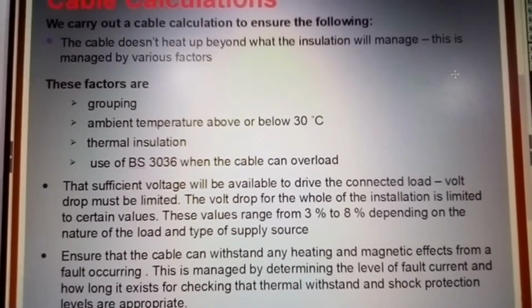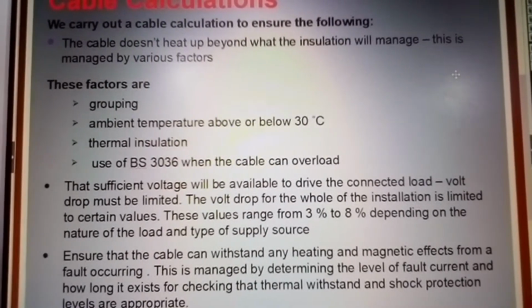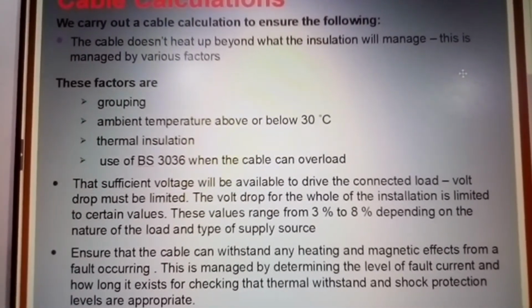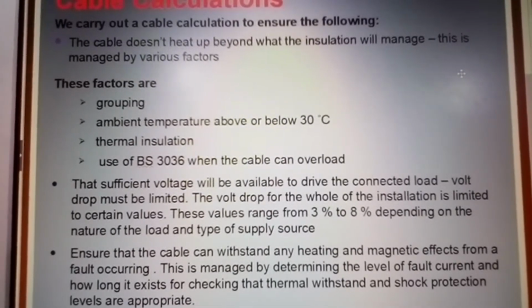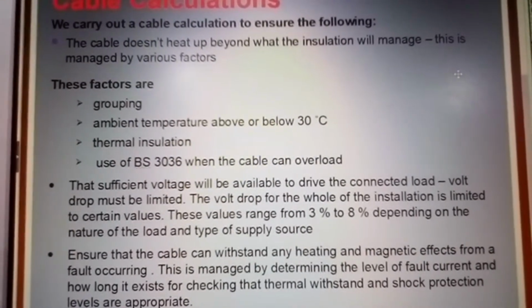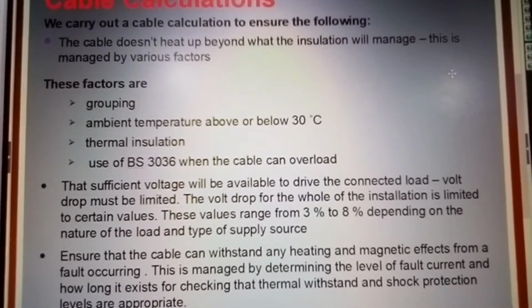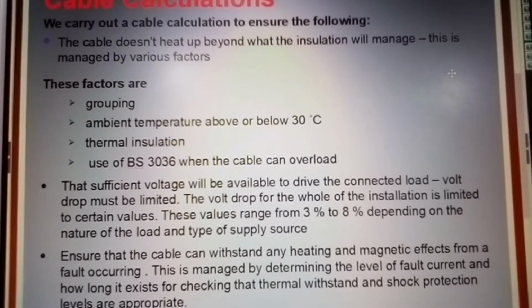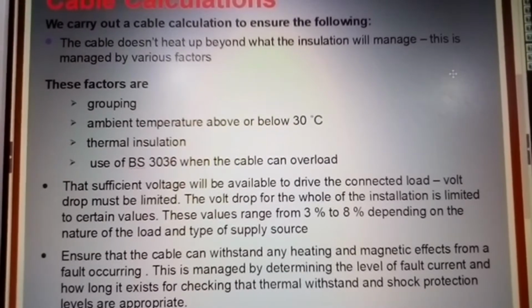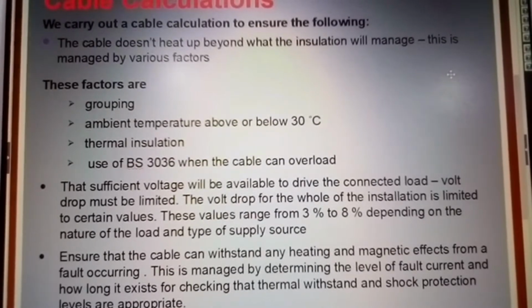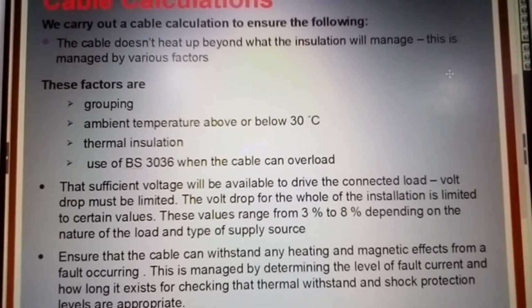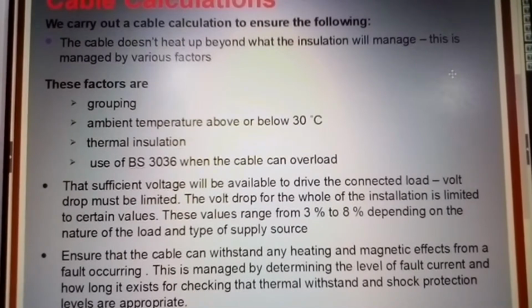Volt drop must be limited. The volt drop for the whole of the installation is limited to certain values. These values range from 3% to 8% depending on the nature of the load and type of supply source. Ensure that the cable can withstand any heating and magnetic effects from a fault occurring. This is managed by determining the level of fault current and how long it exists, for checking that thermal withstand and shock protection levels are appropriate.